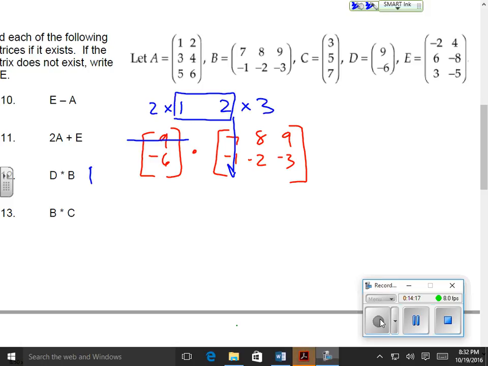So for D times B, the answer does not exist. Can't multiply those two matrices together. They're not compatible dimensions. What about B times C?